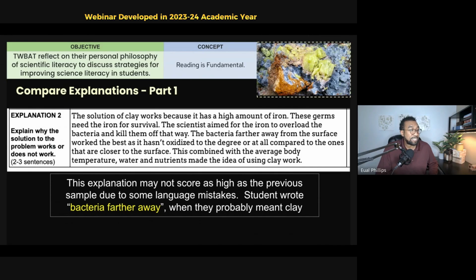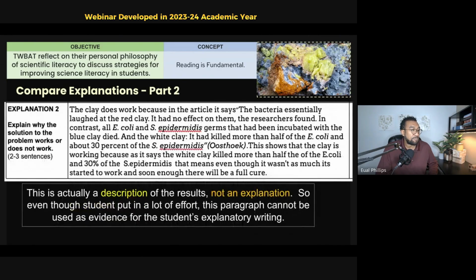But now, same prompt, but a completely different response here, explaining why the solution doesn't work. The reason why this doesn't meet the criteria, as hard as the student worked to write this or copy and paste this, because they did do this electronically, is that this is a description of the results. It's not an explanation of why the solution works. The student basically gave a description of which color clays were able to kill bacteria and which ones were not able to. So again, even though the student wrote a hefty paragraph, this is not evidence, and they would actually get fewer points for not providing an explanation.